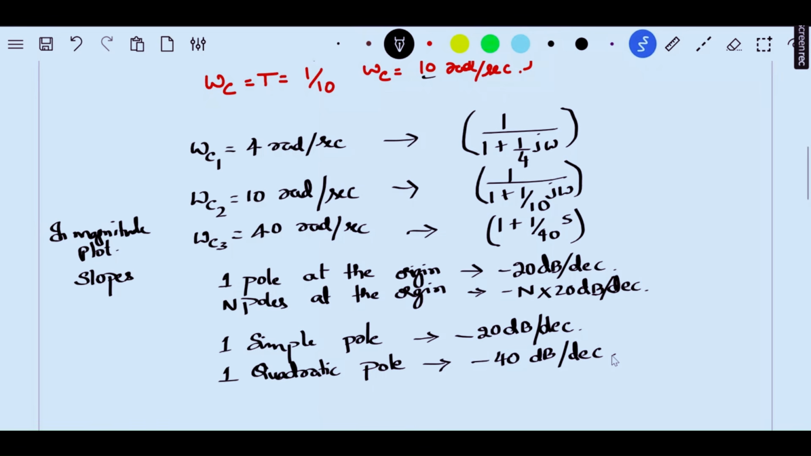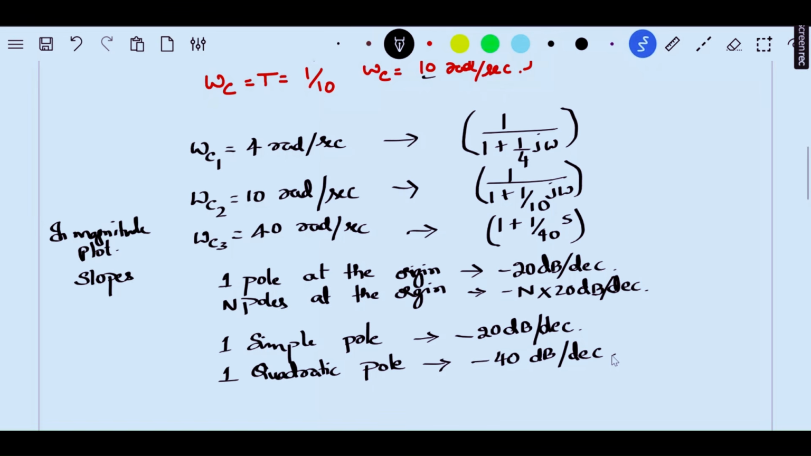This slope difference that you are able to see is very important. This knowledge is very important for us to write the resultant slope table which we write for magnitude plot calculation. So one pole at the origin will offer minus 20 dB per decade slope. N poles at the origin, like s power 1, s power 2, s cube, s to the power 4, means the more poles at the origin, so n into 20, minus n into 20 is the slope it will offer.